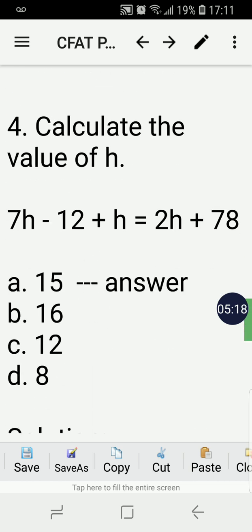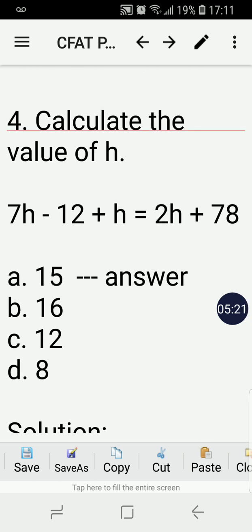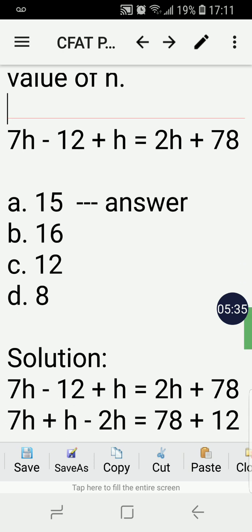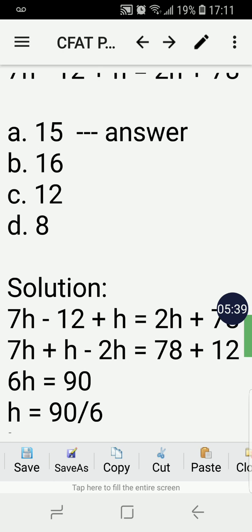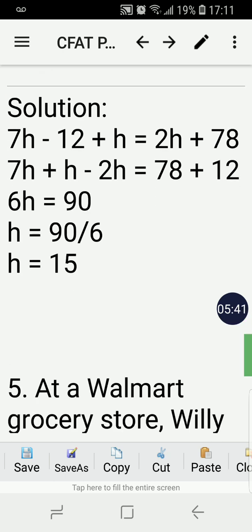All right, number 4. Calculate the value of h. So we got 7h minus 12 plus h is equal to 2h plus 78. Here are the choices, and the correct answer is A, 15. So here's our solution.